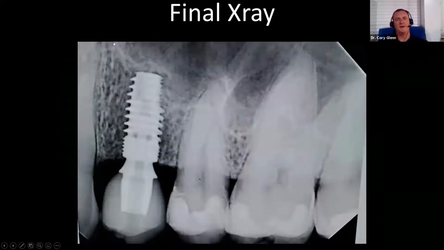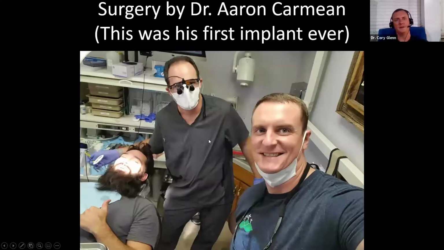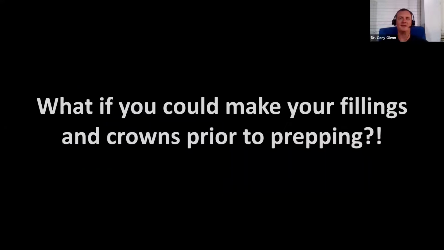There's the final x-ray. You can see the sinus was right here, and it's kind of radiolucent, but there's a bit of bone over the apex of the implant here. And that's what this material looks like on an x-ray. So a really neat workflow. And again, all credit for this one is to Dr. Aaron Carmine. And this was his first implant, which again is pretty impressive.